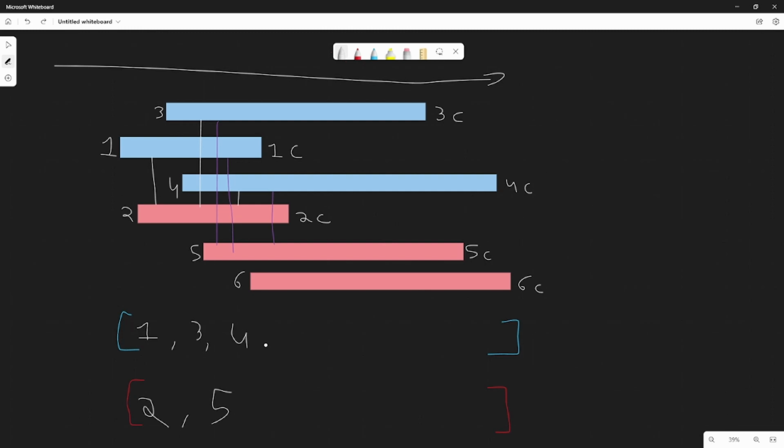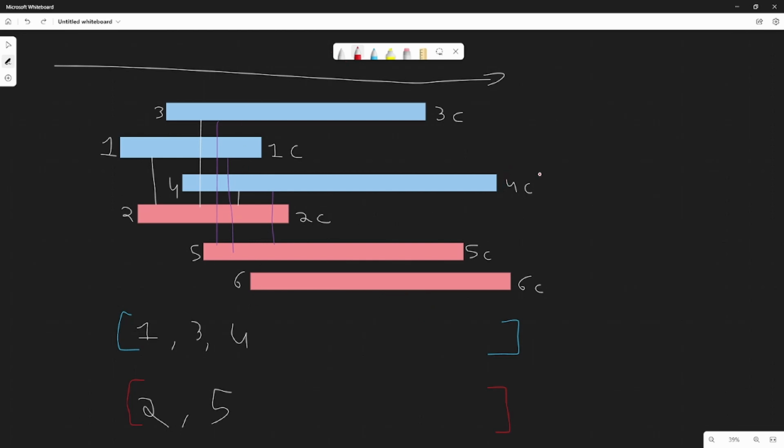So as long as the segment that gives me the best chance of connecting to the 1, 3, 4 group is simply the segment that terminates the last. So here 4C is that segment. If I'd replaced 1, 3, and 4 with 1, and I had a red segment over here, it would not be able to connect to 1 to join the same 1, 3, 4 group.